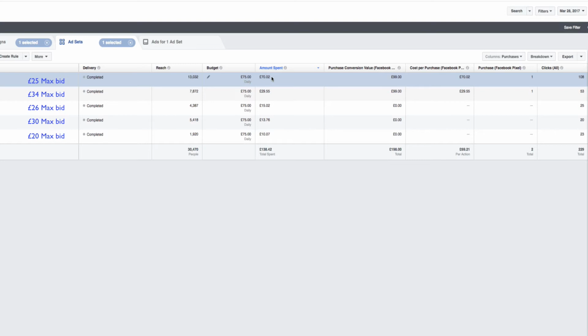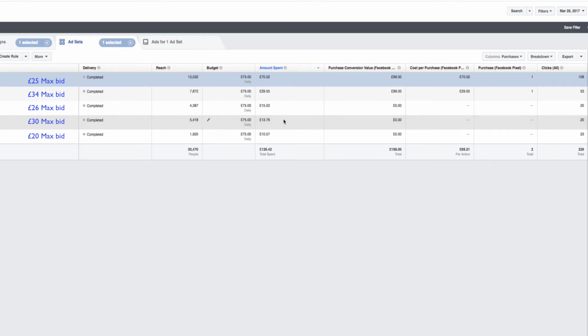We thought this was good. Okay, we got the sale and we thought, yes, it's working really well. We also started running 4 other ad sets. This ad set here, we upped it again and started the budget higher. The max bid on this one was £34, this one here was a £26 max bid, and this one here was a £30 max bid. So we wanted to test different ranges and see what's going to work well.